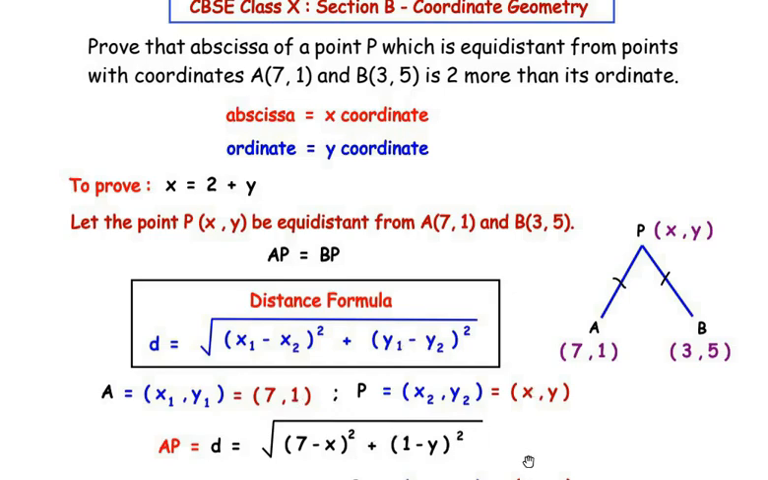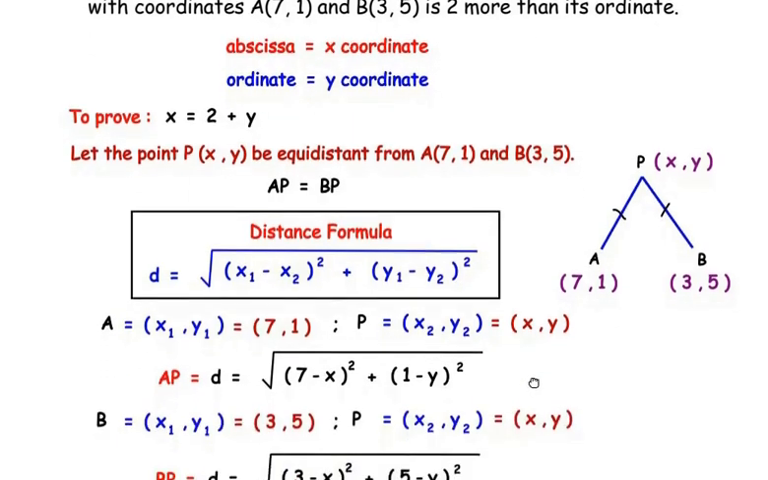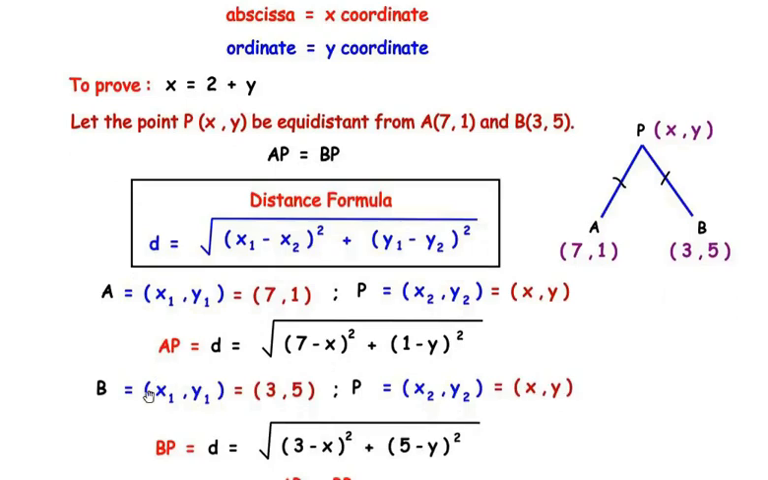Now similarly, let us find out the distance BP. So here we have considered the coordinates of point B now as x1, y1 is equal to 3, 5 and the point P as x2, y2. Now again we are going to substitute these values in this formula, giving the distance BP is equal to square root of (x1 minus x2) the whole square becomes (3 minus x) the whole square plus (y1 minus y2) the whole square becomes (5 minus y) the whole square.